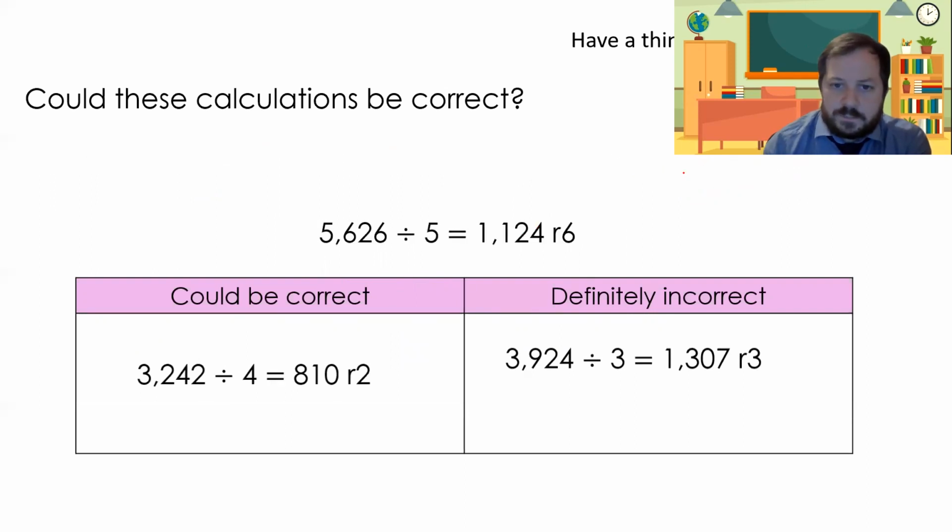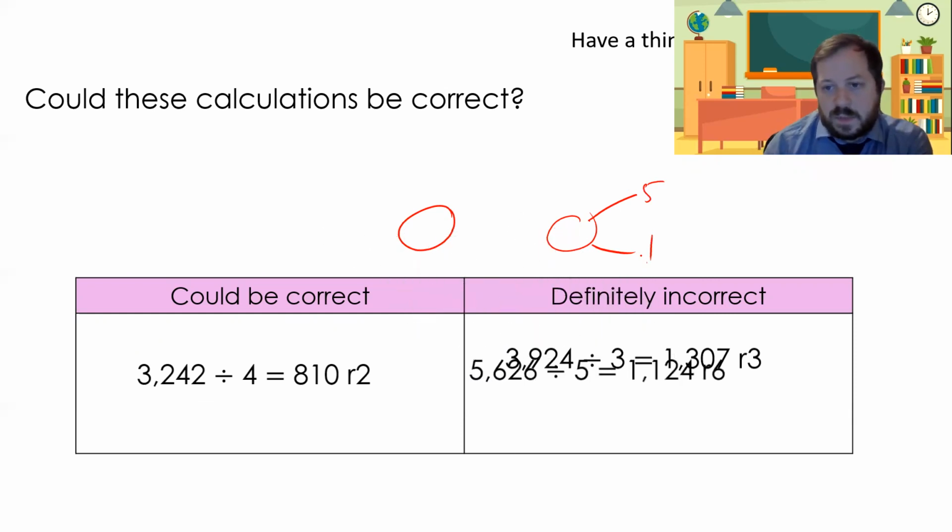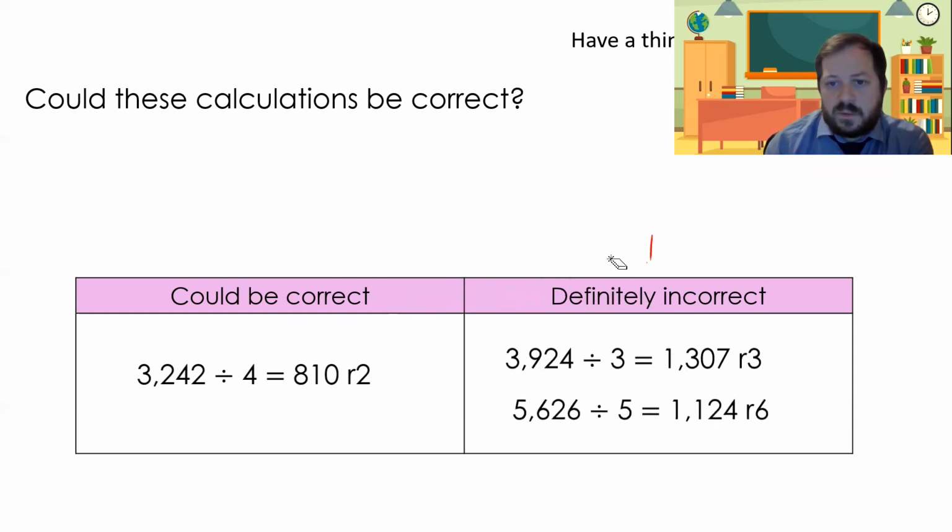And this last one, we're dividing by 5 and we have remainder 6. Well, that means we could have a group of 5 and a group of 1. So the answer would actually have another group in there and would have remainder 1. So this must also be wrong. We can't have a remainder larger than what we're dividing by.